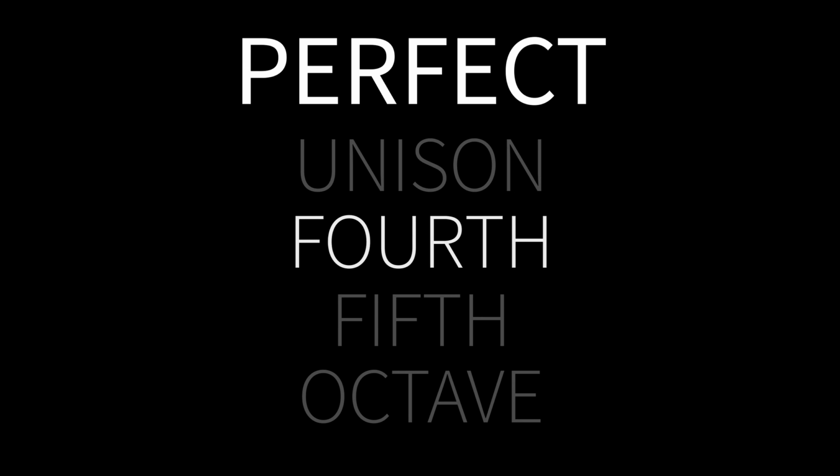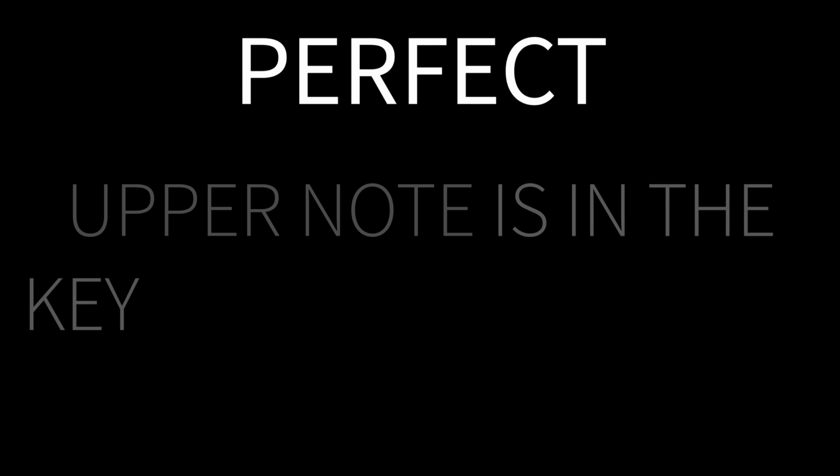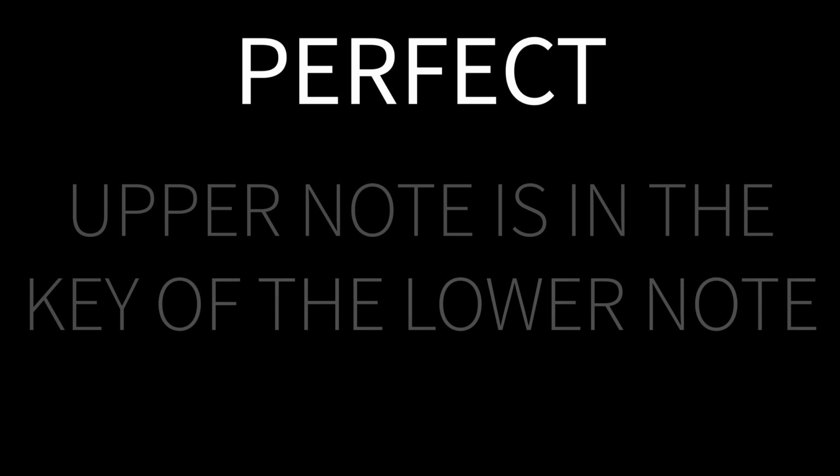That's to say, if you're trying to identify an interval, and the interval number happens to be a unison, fourth, fifth, or an octave, we use the test of whether the upper note of the interval is in the key of the lower note. If it is, we say the interval is perfect.